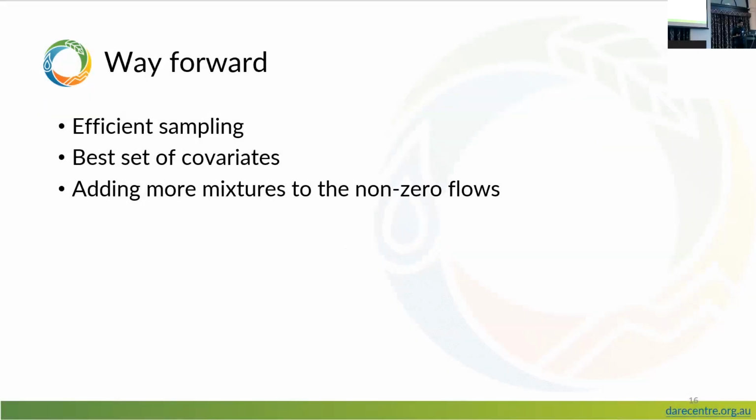So the way forward is, number one, try to come up with efficient sampling, because ideally I want to make sure that I can upscale this methodology. And then maybe another variable selection on top of the model to make things easier, to try to select the best set of covariates. And as I said, I can make things more and more complex, but I have to keep it parsimonious as well. So the way that I think I can deal with that is to add more mixtures to the non-zero flows, to try to characterize low flows, medium flows, and high flows.